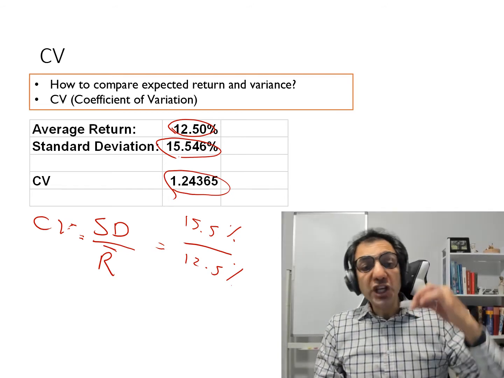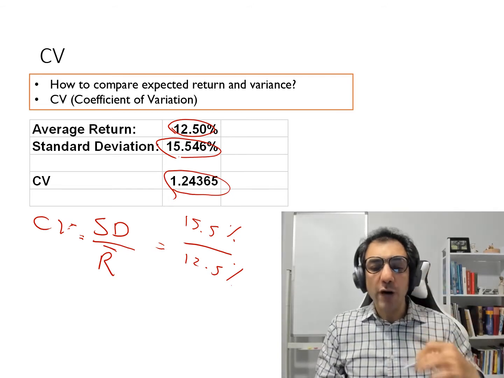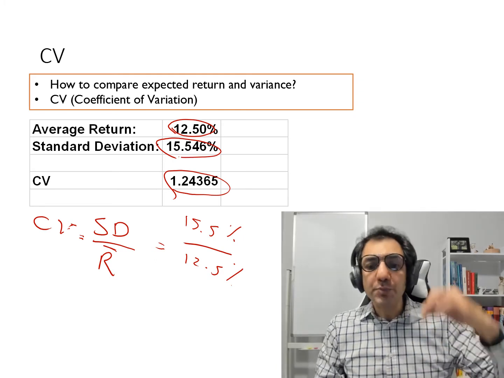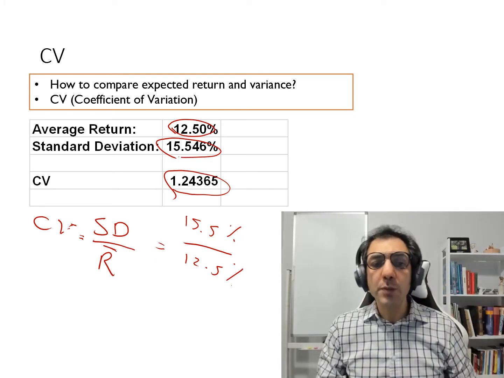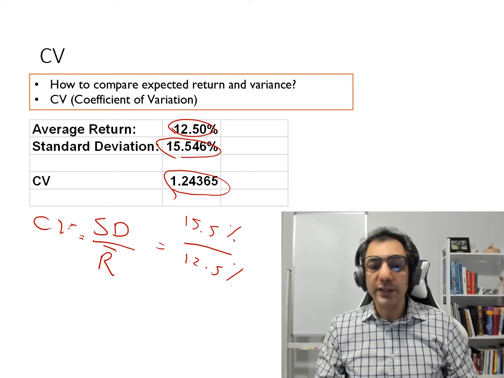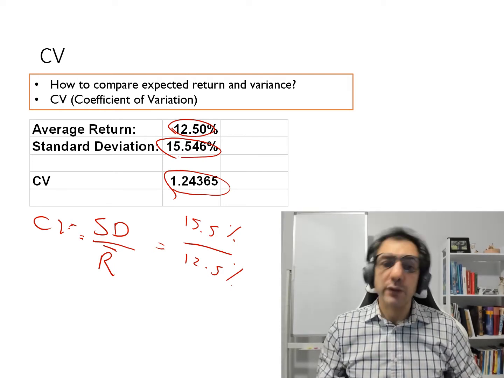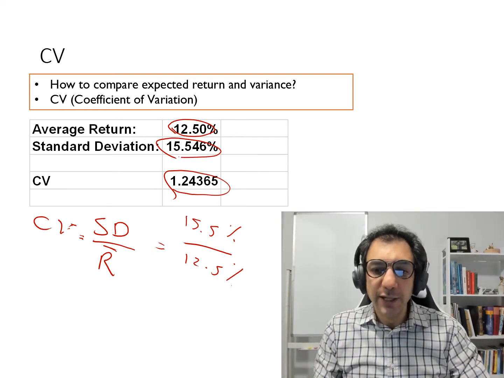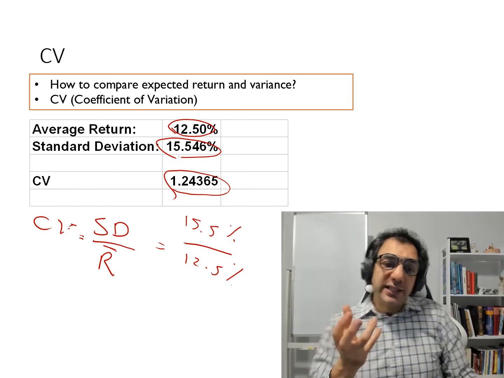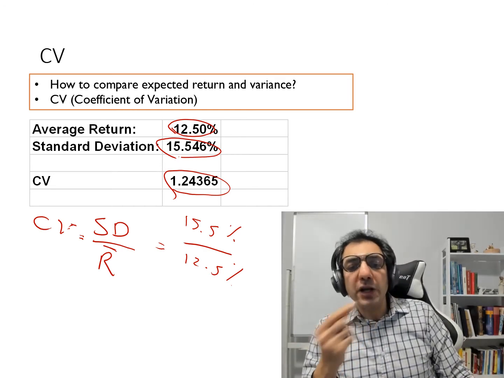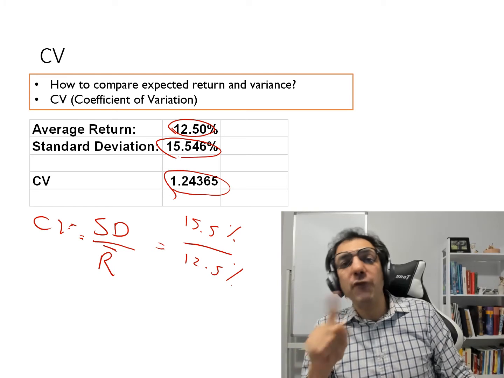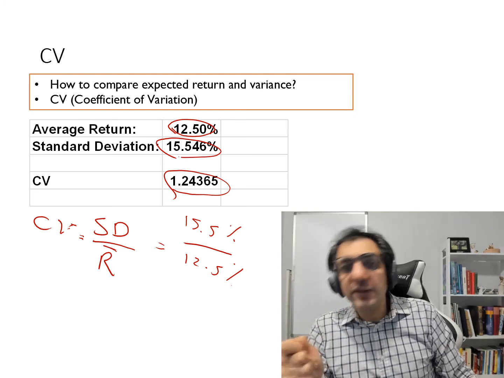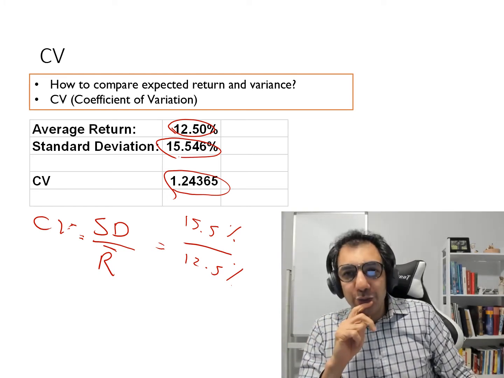It means for each percentage of return, you should take 1.24% of risk, which is measured based on the standard deviation. Now, the CV is a better measurement. Why? Because it captures the effects of both standard deviation and return.